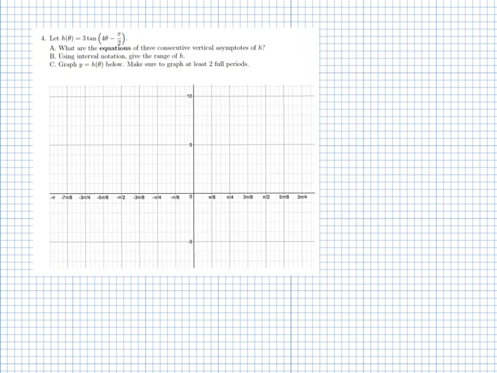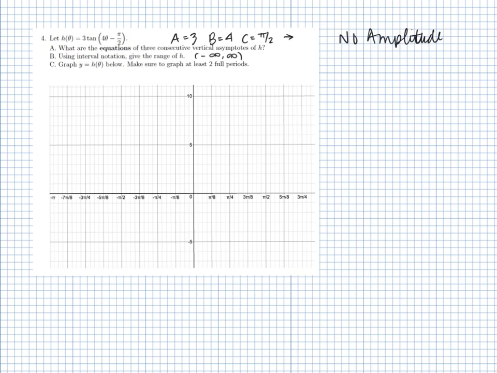For number 4, we are asked to graph a tangent function. Remember that tangent functions have no amplitude. We do have an a value of 3, meaning that my function will be stretched vertically. We have a b value of 4, meaning the period will be changed. And we have a c value of positive pi over 2, meaning that we will have a shift to the right. So the range of h, which is the range of our tangent function, will be from -infinity to infinity.